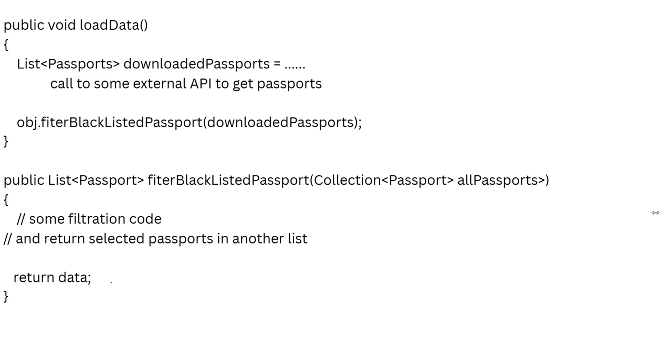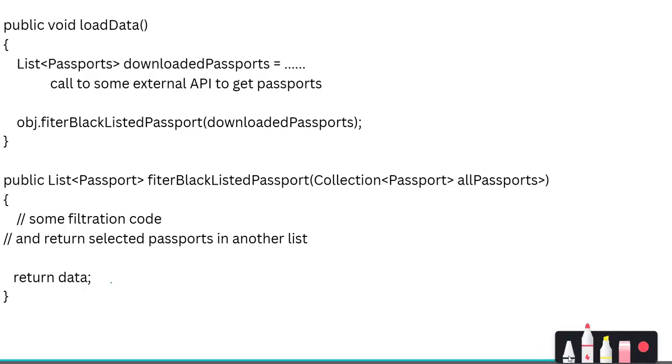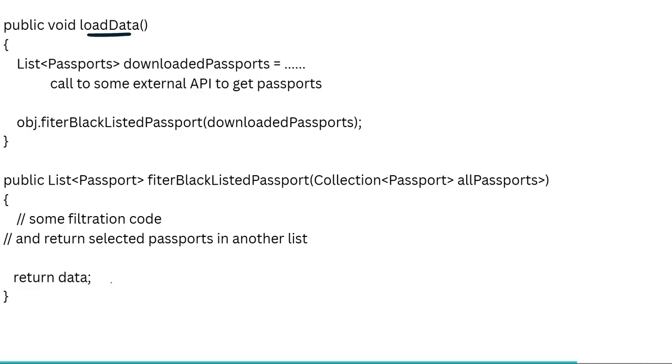Look at the code right there. We have a load data method, and we have a filter blacklisted passport method. What we are trying to do is get the passports, and downloaded passport is the thing.